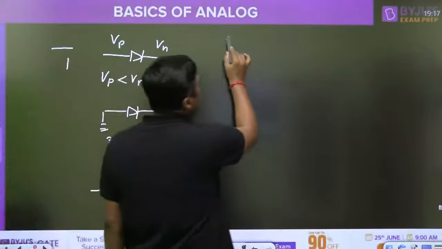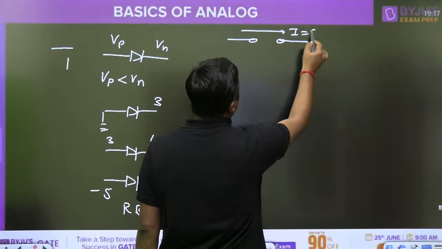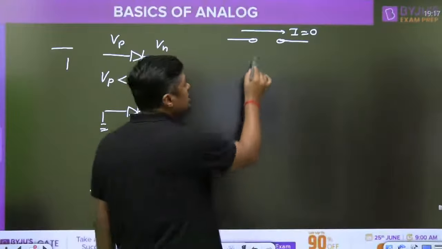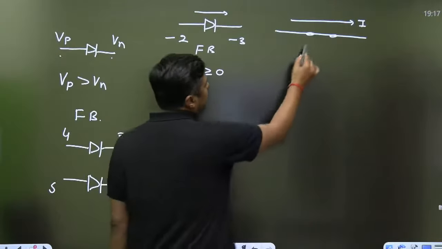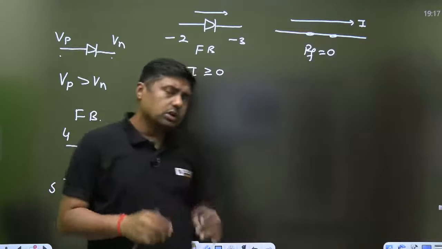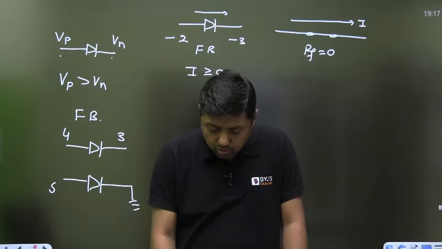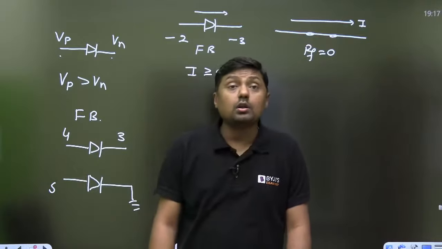Under ideal condition, it will act as what? Open circuit. And it will not allow the current, so the current is 0. And what is the resistance? Infinite. In the reverse direction, resistance is infinite. In the forward direction, resistance is what? 0. So when we are talking about the characteristics, everyone, as you know, the diode is a non-linear device.